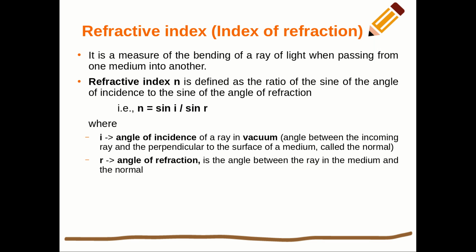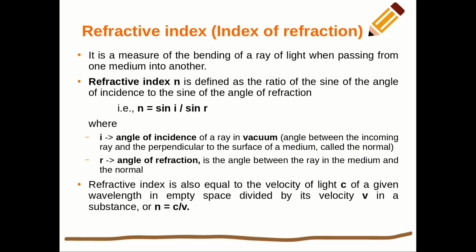So we are going to calculate the refractive index of a given medium. Take the perpendicular to the surface of the medium, that is nothing but the normal. With respect to that normal, what is the angle of the incoming ray by which it is incident on the medium? At that incident point, take the normal and measure the angle between these two. Now the angle of refraction is the angle between the ray in the medium and the normal. The angle of refraction we are calculating with respect to the medium, and the angle of incidence with respect to the vacuum.